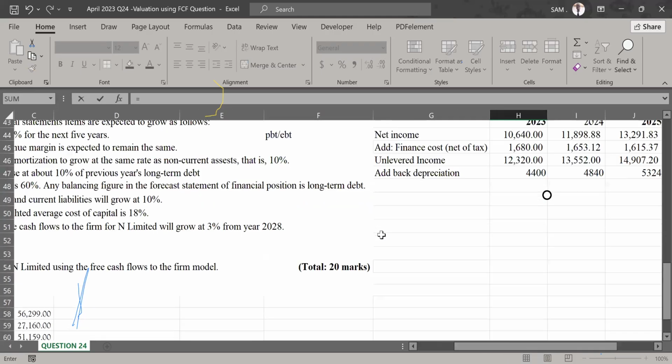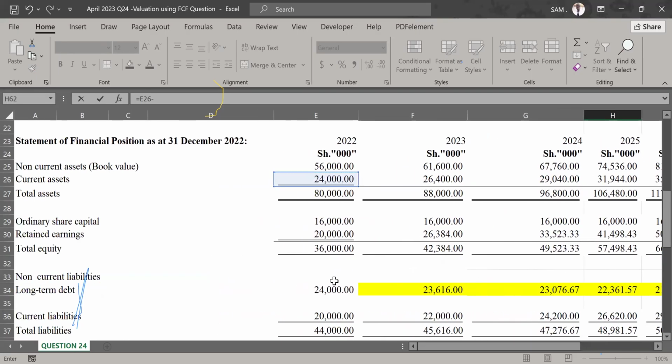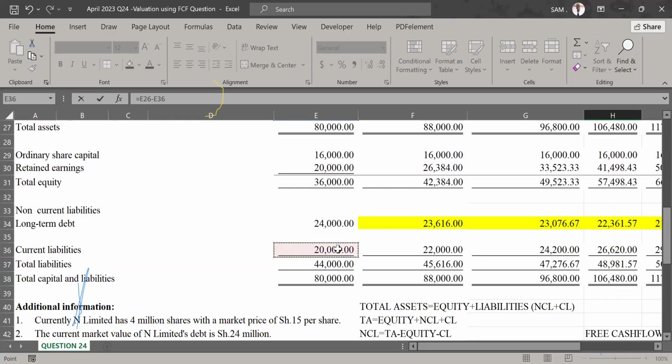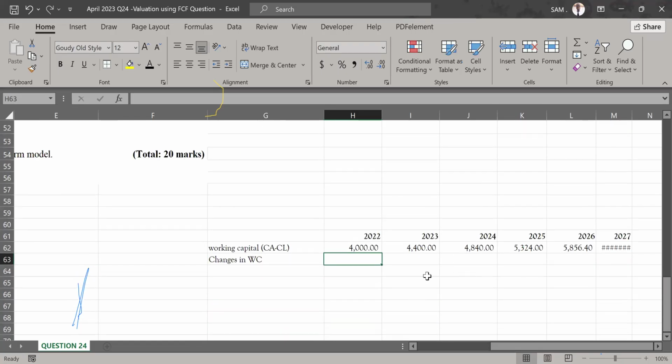So what is the working capital in 2022? I believe this is the figure for current assets. Let me just confirm. Then we compare it with current liabilities. So for 2022, working capital is 4,000. We want to look at how it changed from 2022 to 2023, and 2023 to 2024, all the way to 2027. Now, in 2022 we don't have a change because we do not have the figures for the year 2021. So we will get a change in 2023.